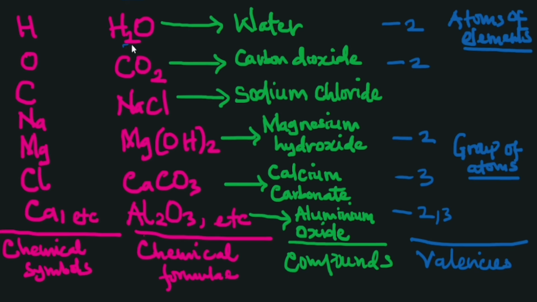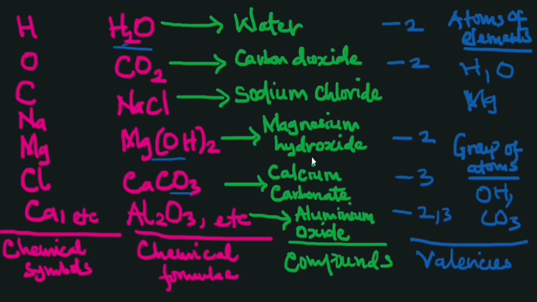In the case of water, this H here is an atom. O is also an atom. And for this case, Mg is an atom. But OH, which is in bracket, is a group of atoms. And if you consider this other case, CO3 is also a group of atoms.